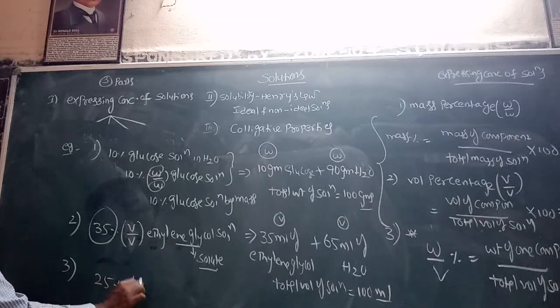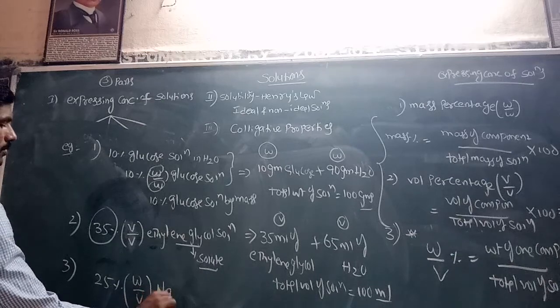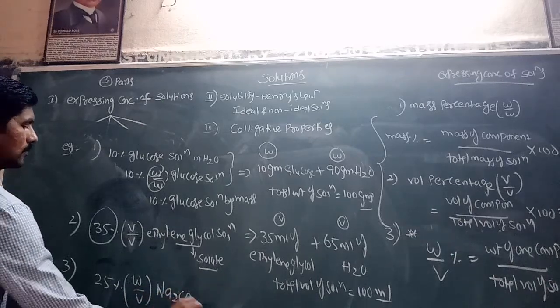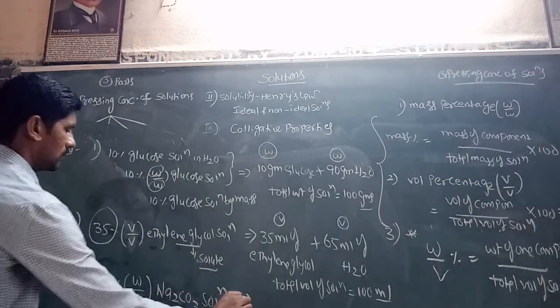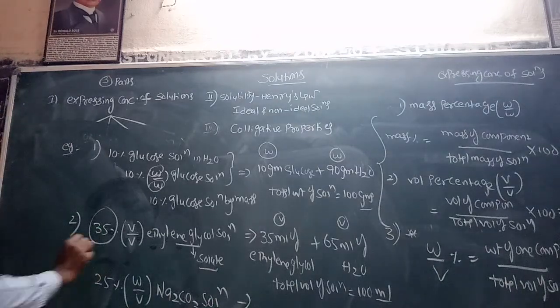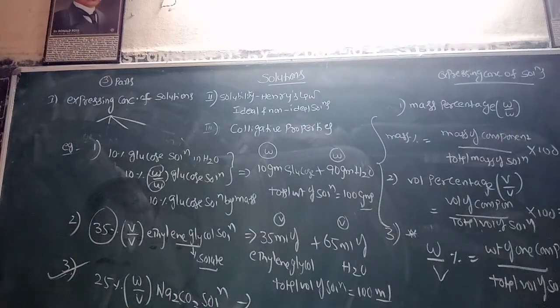Third one, very important: 25% weight by volume sodium carbonate solution. This is very important because most of the solutions in laboratories are expressed in weight by volume while we are converting into molarity or normality. In weight by volume, the solute concentration is expressed in weight and the solvent concentration is expressed as volume.